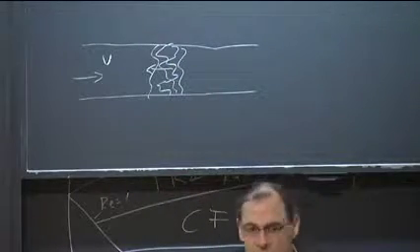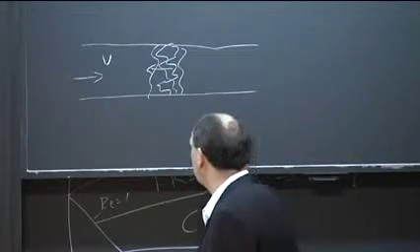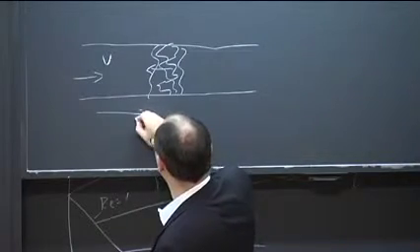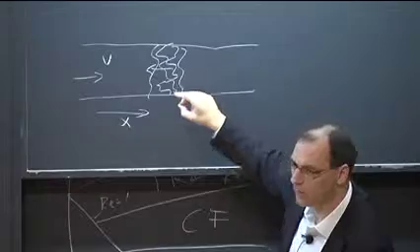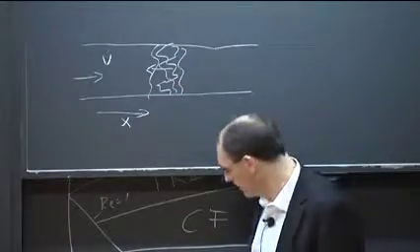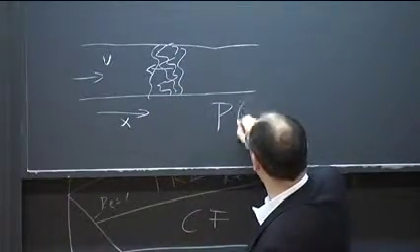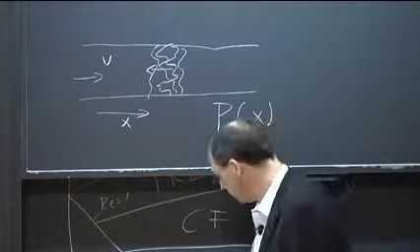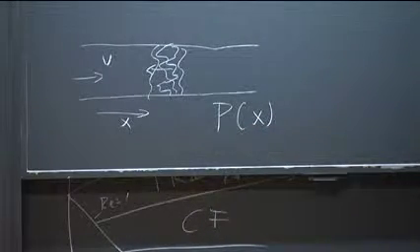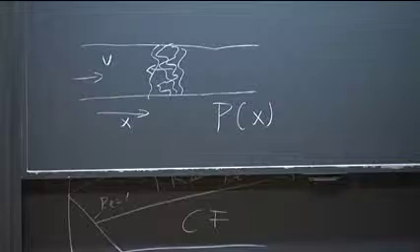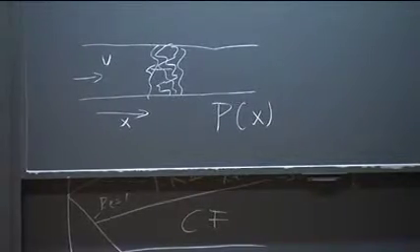And then I can write down the PDF. So this here is X. I can write down the PDF of where I will see the flame. Okay. So the P of X that you see here, that's actually the probability of the flame position. Okay. So it's just a PDF of a position.